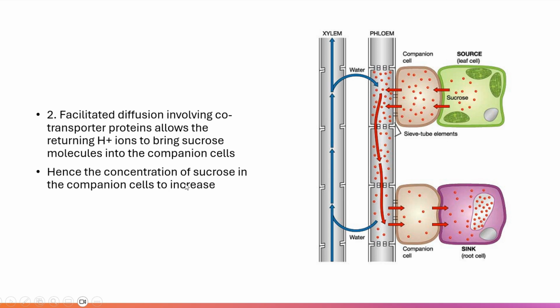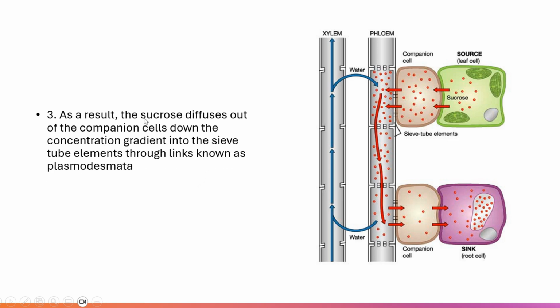Hence the concentration of sucrose in the companion cell increases. As a result, the sucrose diffuses out of the companion cell down the concentration gradient into the sieve tube elements, through links known as plasmodesmata, the thing from earlier. Because the sucrose got moved from the leaf cell into the companion cell, and there's a lot of sucrose there, it moves down the diffusion gradient into the phloem. There are little parts inside the phloem called the sieve tube elements. Once it goes in there, it builds up.